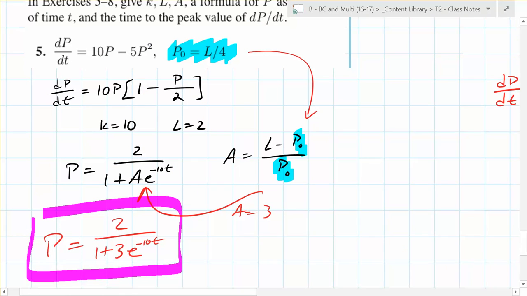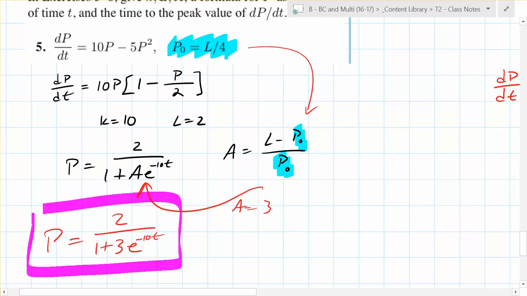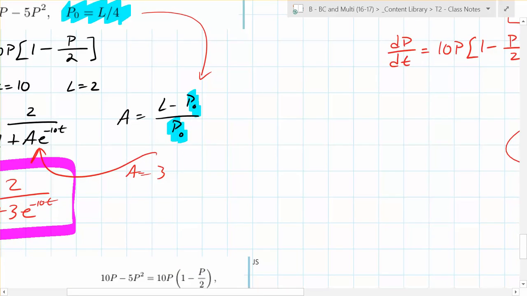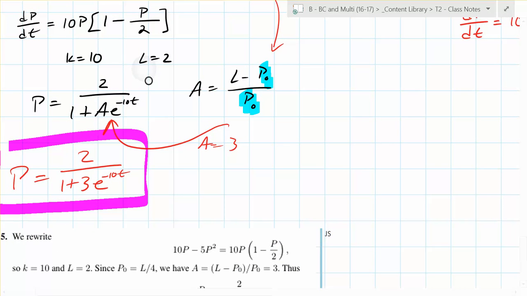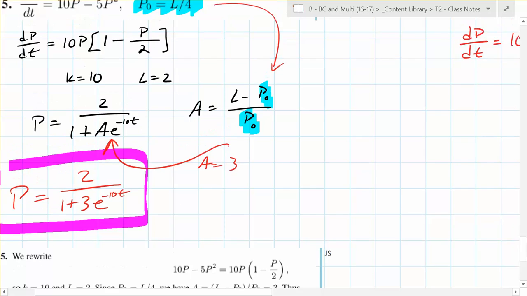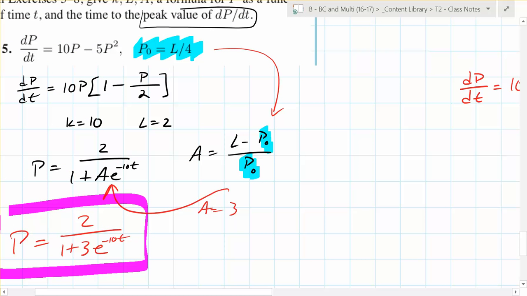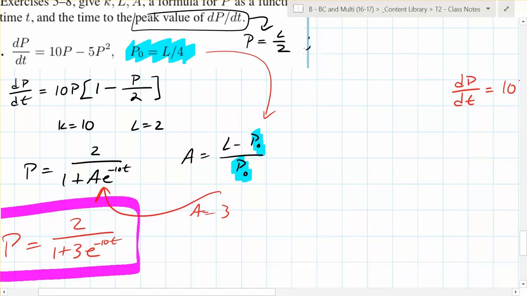What's that key fact about logistic curves? The steepest one is halfway between, it's half of what? L, right? So what do you set that equal to? This happens when P is equal to L over 2, right? Correct? But we know L is 2, so P is going to be equal to 1, correct?